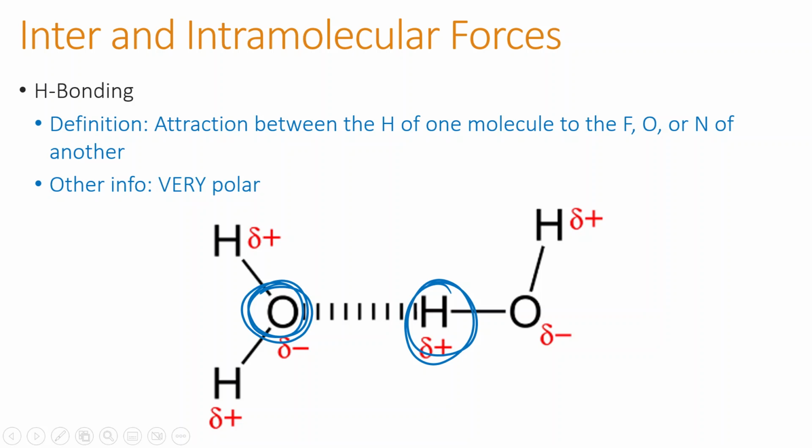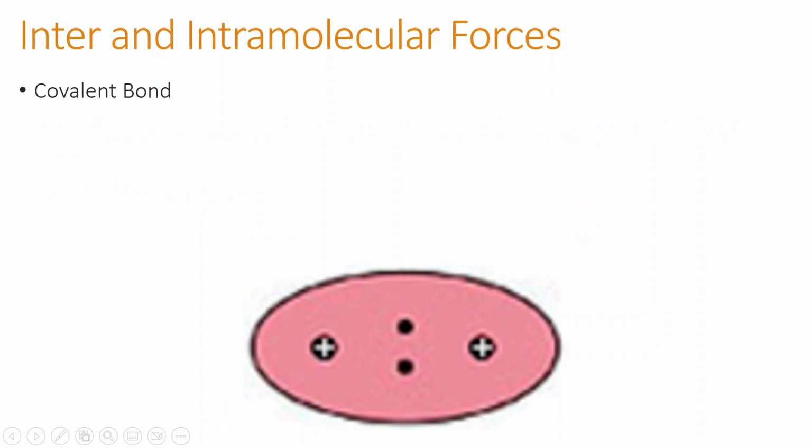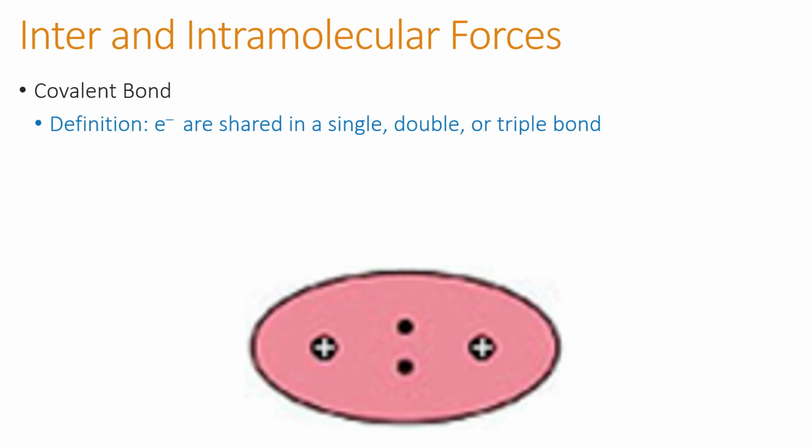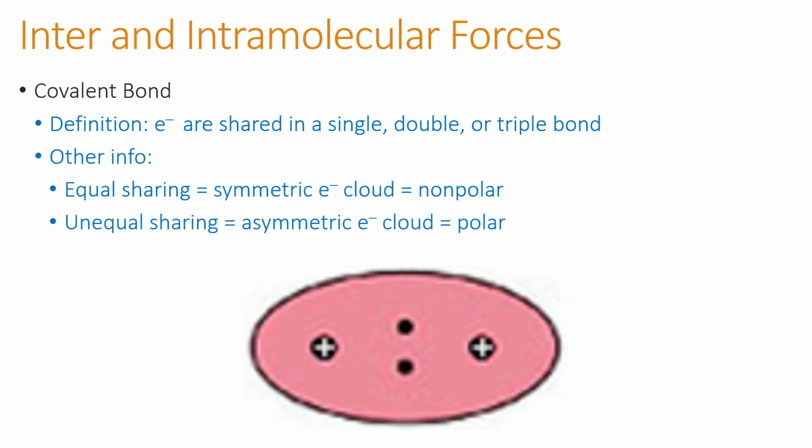Now we want to talk about the intramolecular forces. So these are just the bonds that hold together atoms in a molecule. So in a covalent bond, electrons are being shared in a single, double, or triple bond. If they are shared equally, it would be nonpolar. If it were shared unequally, then it would be polar. So an example of this could be hydrogen, H2, and hydrogen fluoride, HF.